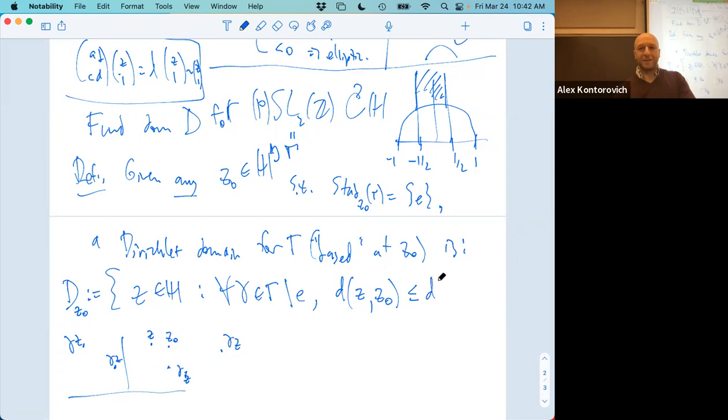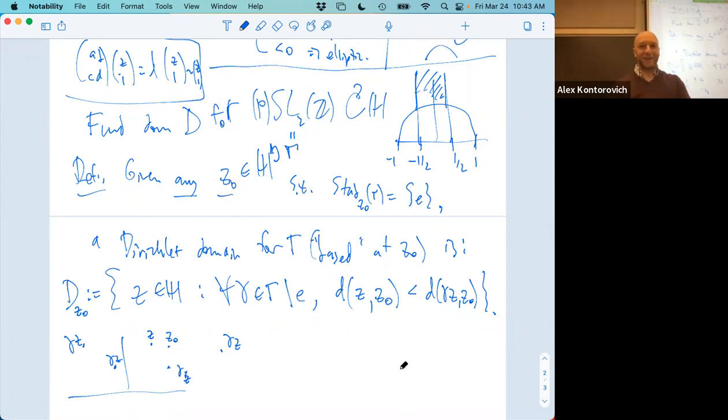So the distance from Z to Z0 is smaller than the distance from gamma Z to Z0 for all gamma that are not the identity. Well, okay, if I'm taking out the identity, then I can make this a strict inequality. You have a choice of Z0, yeah. So I'm saying for any Z0, there exists a domain like this.